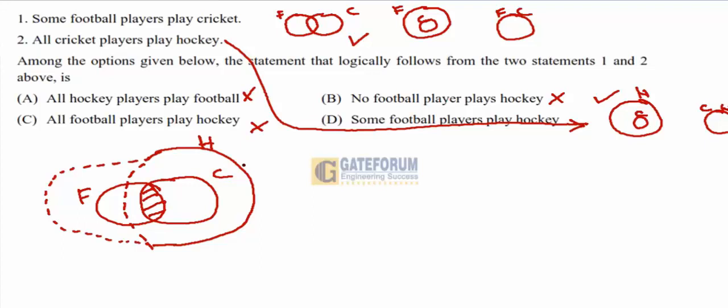Now comes some football players play hockey. Now can't we say that because some includes total also, all is included, 100% is included within some, plus the normal meaning of some is there. So won't I say that this justifies that some football players will always be playing hockey, whether it be this minimum one, or this minimum one plus this one, or apart from this plus this part. So I will say some football players play hockey is the right option.